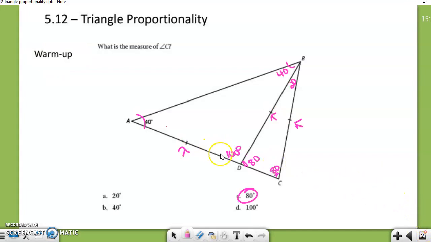You should have been able to find this one right here as a linear pair because this is 40, that's 40. Every triangle has 180, making this one 100. Linear pair making this 80. Base angle is 80.